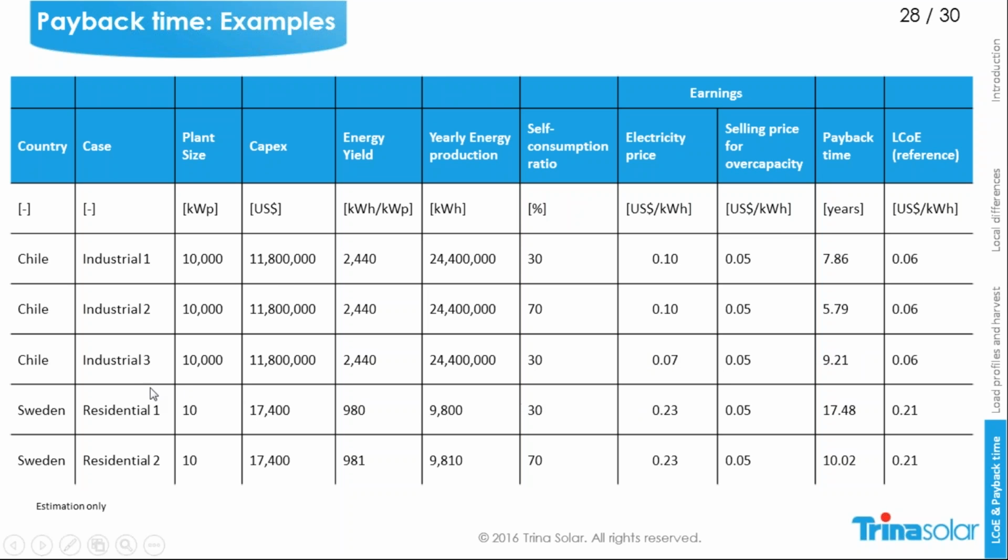If you now take a look at Sweden, with a residential project with a plant size of 10 kilowatt, a self-consumption rate between 30 and 70%, an electricity price of 23 US dollar cents, and a selling price of only 5 cents, then you have payback times between 17.5 and 10 years.